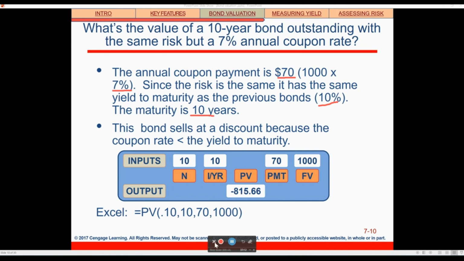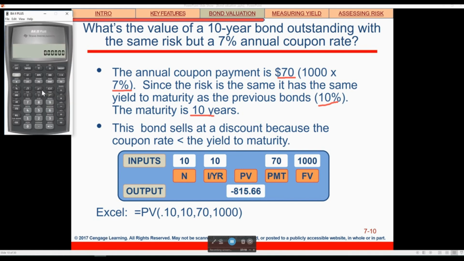To help anybody that is planning to use the calculator, I'm going to use the calculator for this example so that you can see what you're supposed to do with your calculator. What you're going to do is put your number of periods here, 10 years, so 10 periods. Then you're going to input the interest rate, or the yield to maturity, which is 10 here.